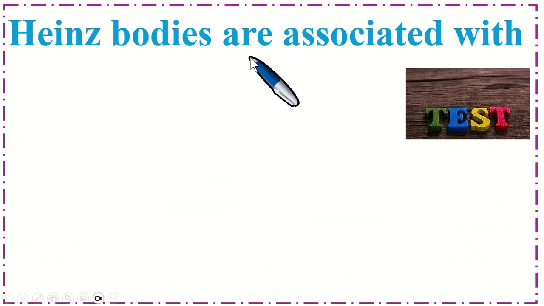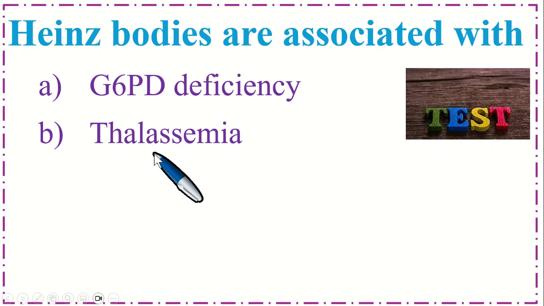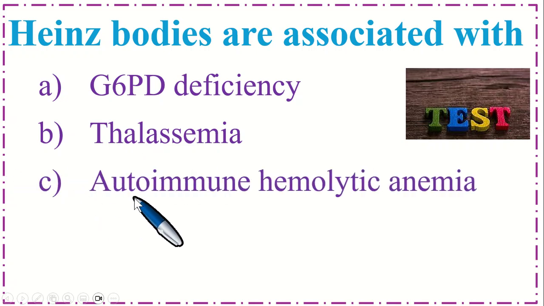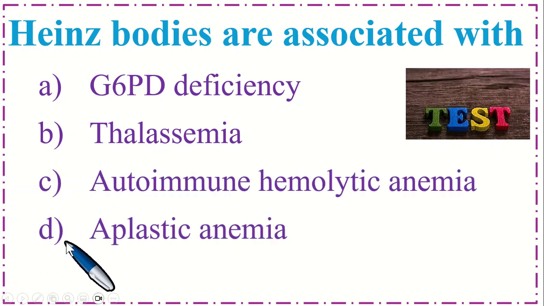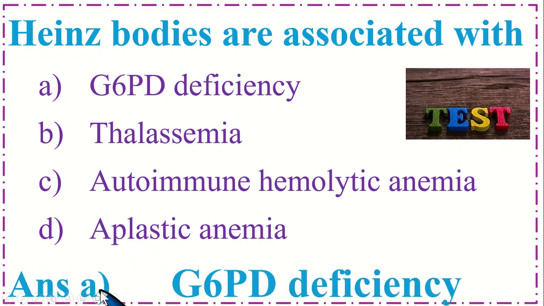Heinz bodies are associated with option A, G6PD deficiency. B, thalassemia. C, autoimmune hemolytic anemia. And option D, aplastic anemia. So the correct option is A, G6PD deficiency.